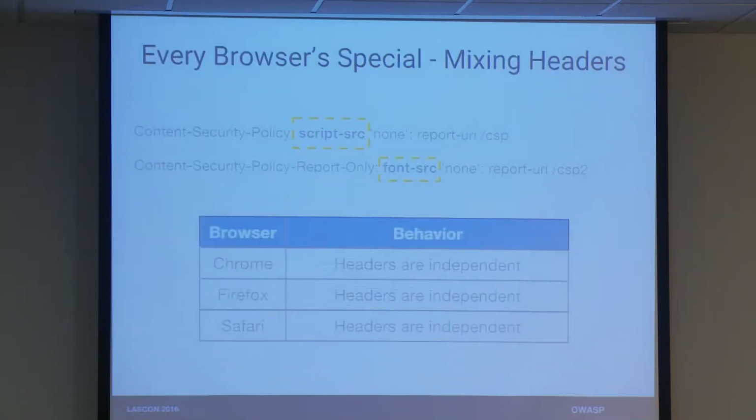And then we do some A/B testing as well. One thing that's not really well documented is what happens when you mix headers. If you have both a Content-Security-Policy and a Content-Security-Policy-Report-Only header, what happens? If you used two completely different directives, for the most part, what we found was the headers are completely independent. You'll get different reports depending on the header and the violations. So you may get duplicate reports in some cases.